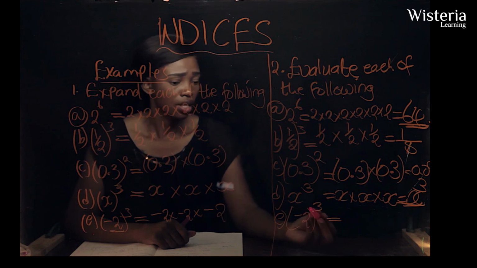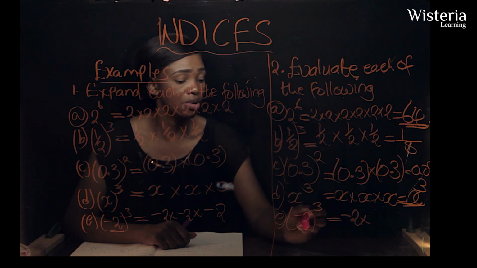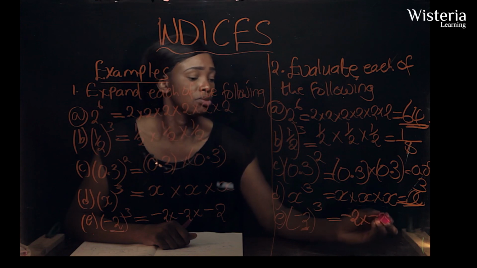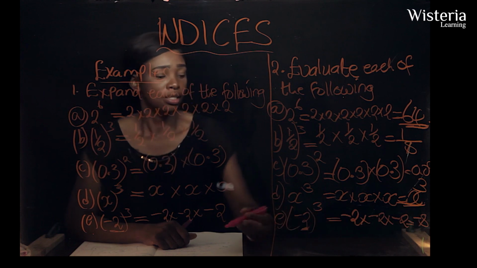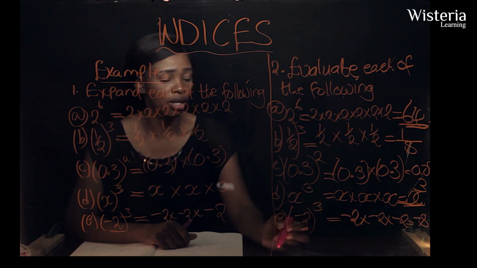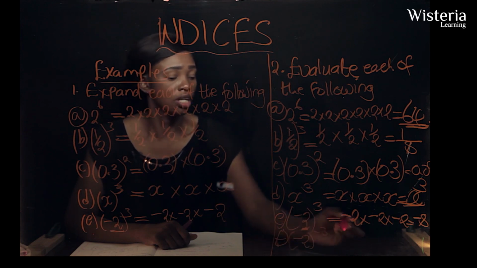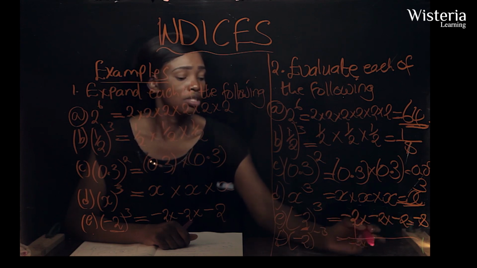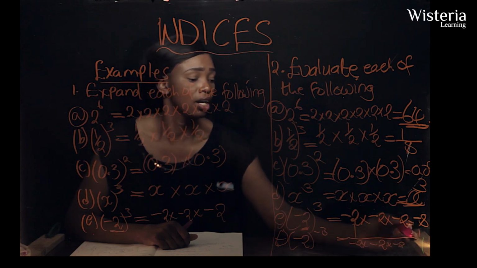Then this, it will be negative 2 times, remember the negative is the base, it is not the power. Okay, so it will be negative 2 times negative 2 times negative 2, which will give us negative 8. Okay, if we had something of this kind, maybe we say F, negative 2 to the power negative 3, this will be 1 over negative 2 times negative 2 times negative 2, which will eventually give us 1 over negative 8.